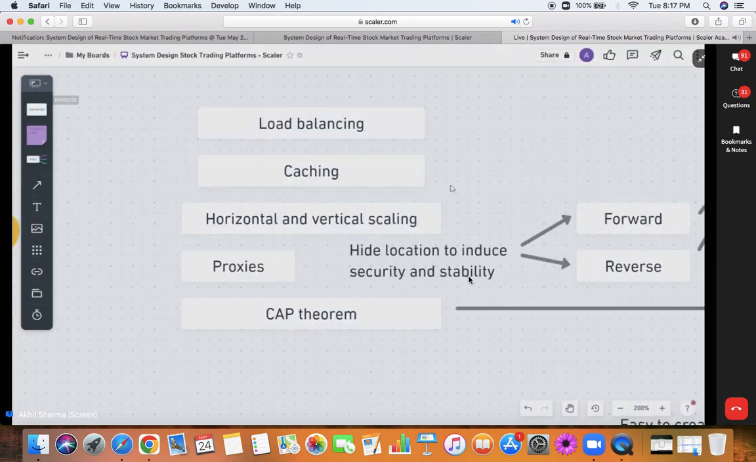Caching. So your front-end server, you don't want your front-end server to always keep making a lot of requests to the back-end server, right? So you might want to just store some information at the front-end side itself. You can do that with caching.